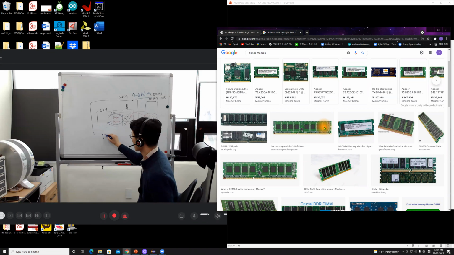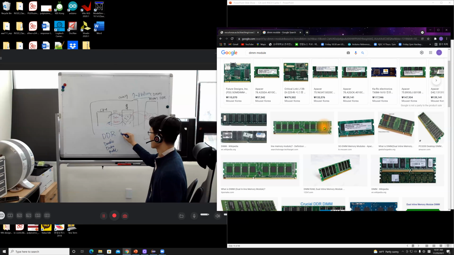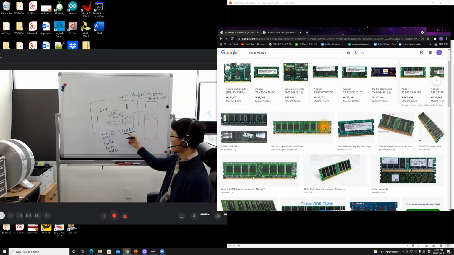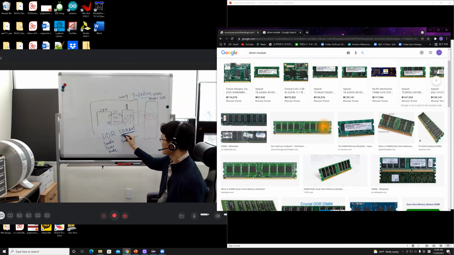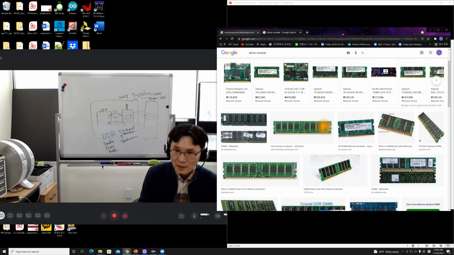Each one is DDR, double data rate. And something is hidden here, SDRAM. It is DRAM, okay? Dynamic random access memory. S means synchronous. SYN, CHRONOUS, synchronous, okay? Synchronous means what? You have a clock coming in. Clock is coming in, right? So that is main memory.